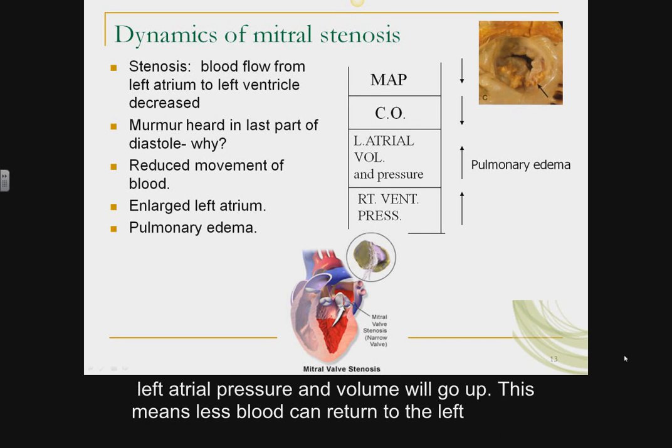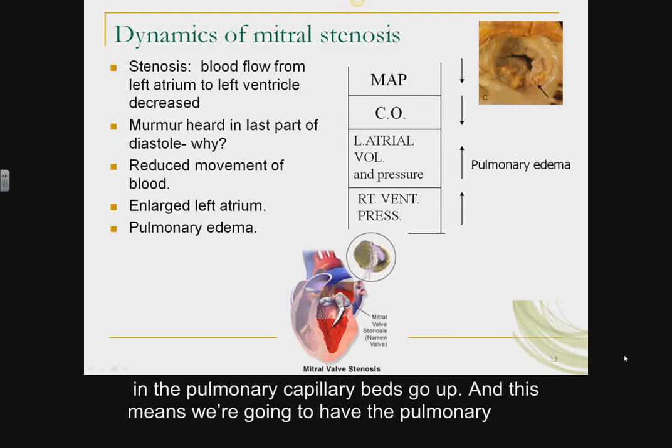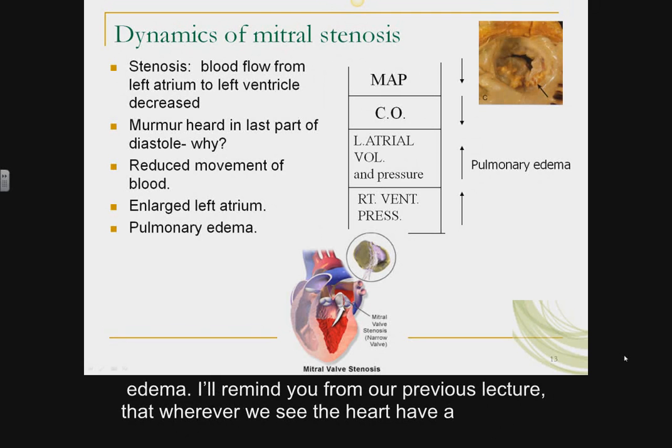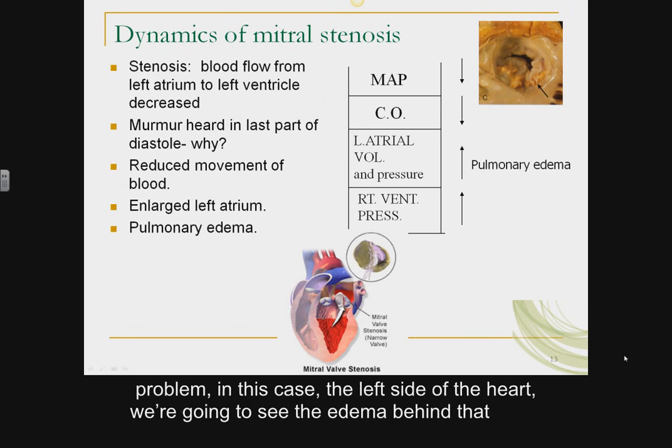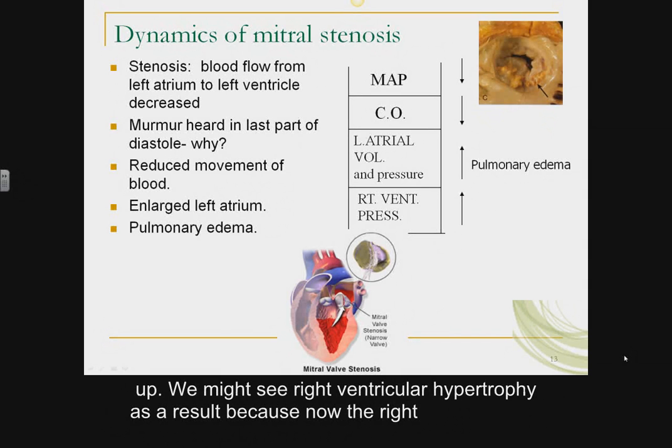Now, next question. Where will the blood dam up? The blood is going to dam up in the left atrium. So left atrial pressure and volume will go up. This means less blood can return to the left atrium from the pulmonary circuit. So we're going to see hydrostatic capillary pressure in the pulmonary capillary beds go up. And this means we're going to have the pulmonary edema. I'll remind you from our previous lecture that whenever we see the heart have a problem, in this case the left side of the heart, we're going to see the edema behind that side of the heart, meaning, in this example, in the pulmonary circuit.